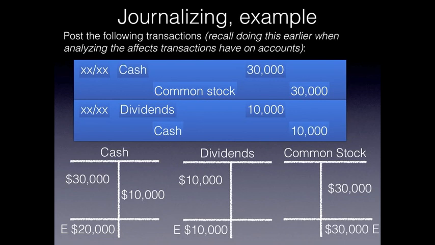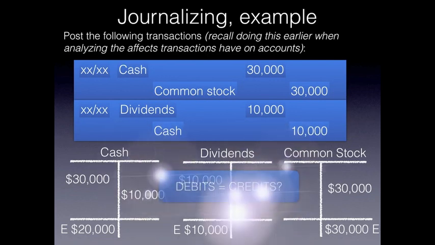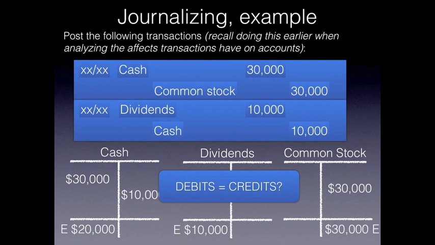Now, also remember, after you've posted all of these transactions to the ledger, you want to ensure that debits equal the credits. So let's make sure of this now. Cash had a debit balance of $20,000. Dividends has a debit balance of $10,000 for a total of $30,000 debit balances. Common stock has a credit balance of $30,000. Therefore, our debits do equal our credits.